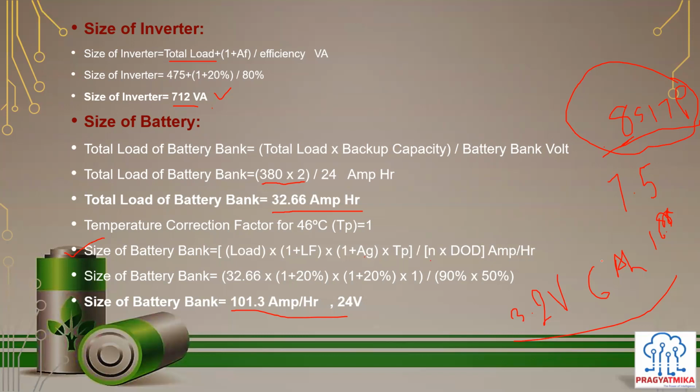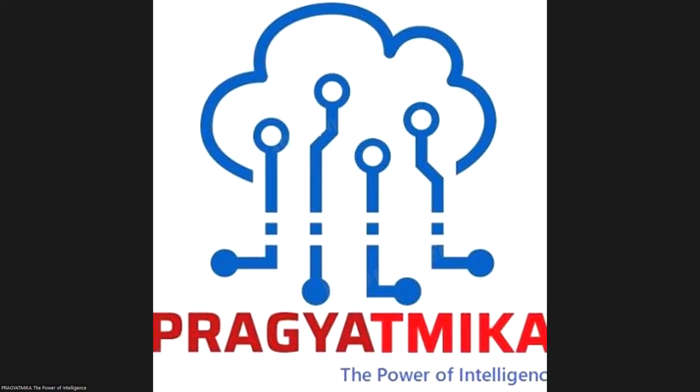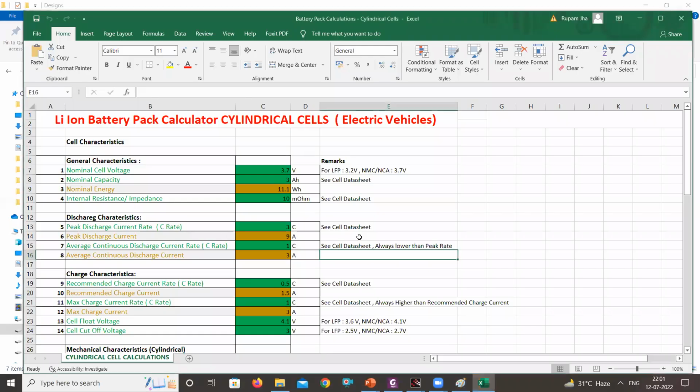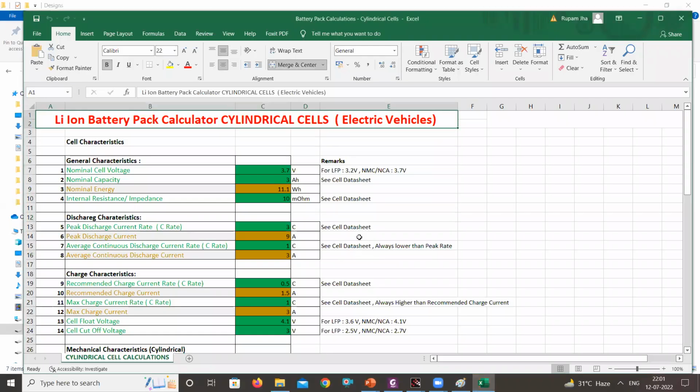Okay, so the calculations are still this. The next part we will cover in the next session. There is one more thing, the battery sheet. I will also upload this battery pack calculation sheet.